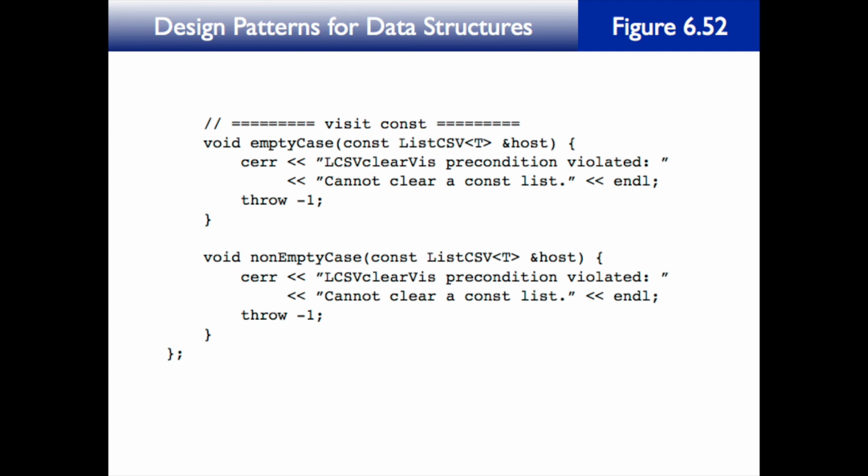And then here in the remaining part of figure 6.52 is the const version. This is a case where frequently the const version has the same code as the non-const version. But in this case, of course, the const version means that the user is trying to clear a constant list, and because that violates the precondition, this is where we implement the preconditions for that.